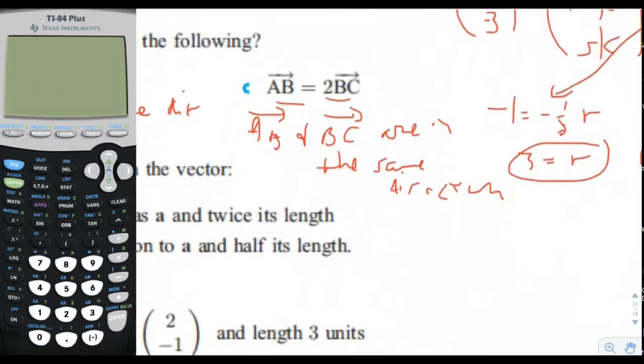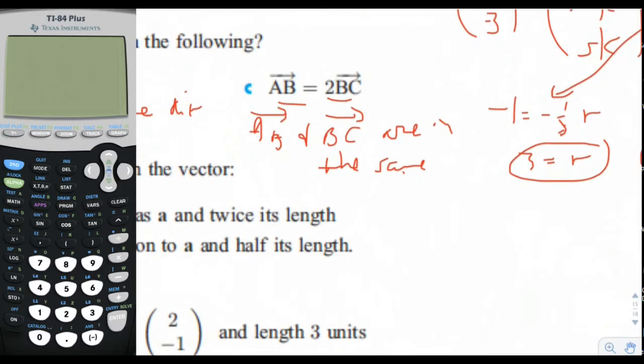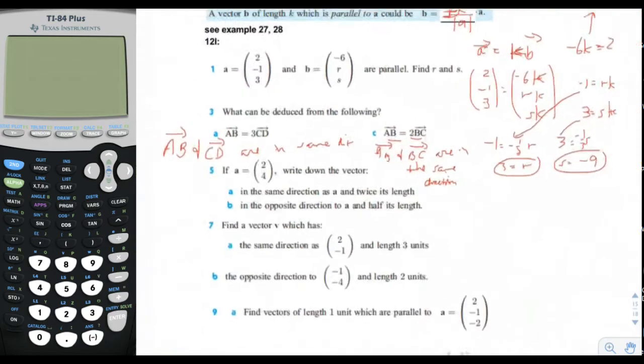Oh my god, this handwriting is terrible, isn't it? Very hard to write with this stylus.